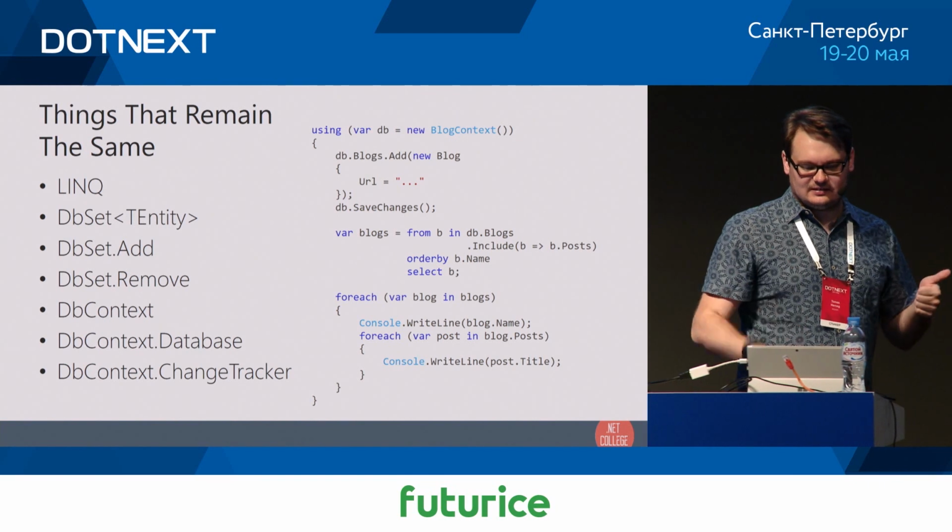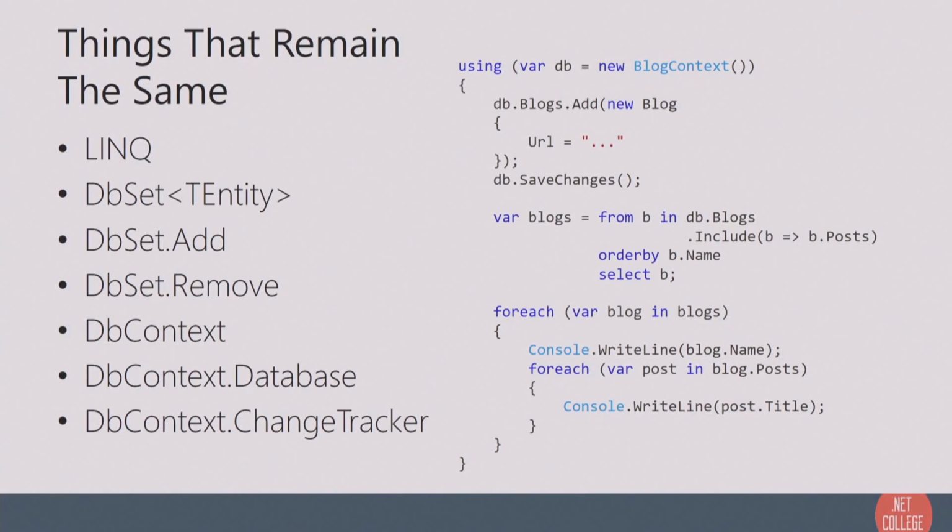So the LINQ syntax is the same. The DbSet, adding and removing records is the same. DbContext has the Database object, which you can use to send SQL commands to the database and such things. There is the ChangeTracker object, which you can use to look out for entities which are changed, tracked or deleted or something like that.